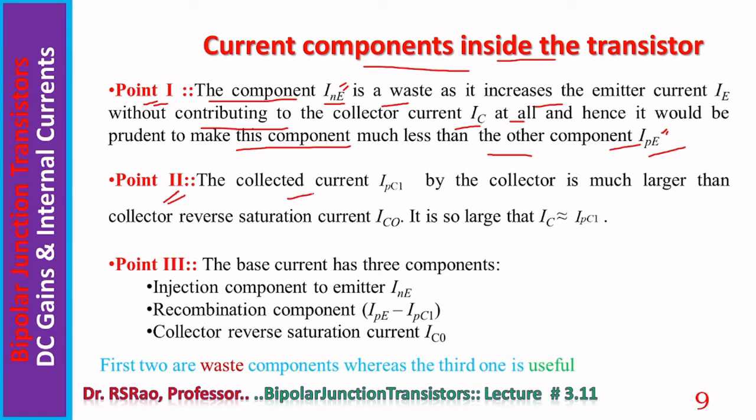Point 2. The collected current IPC1 by the collector is much larger than the collector reverse saturation current IC0. It is so large that IC is IPC1. Point 3. The base current has three components. Injection component to emitter INE, recombination component IPE minus IPC1, collector reverse saturation current IC0. The first two are waste components, whereas the third one is useful. Even though this is small, it is useful.